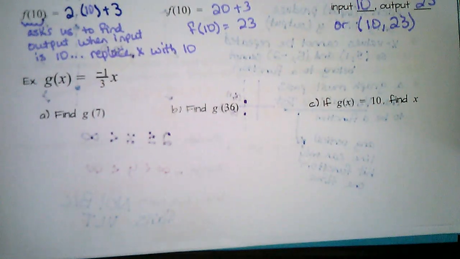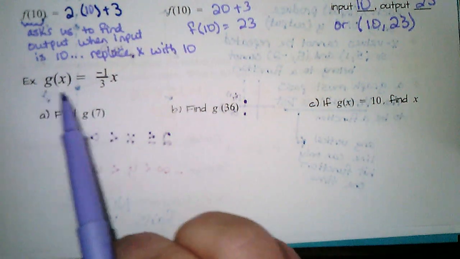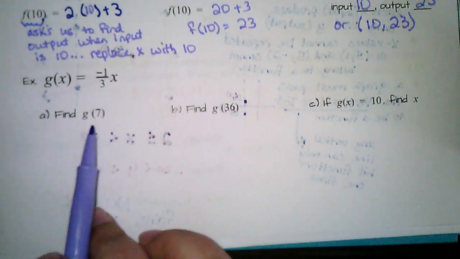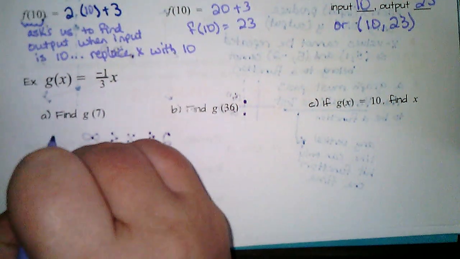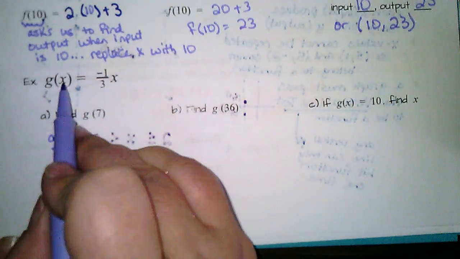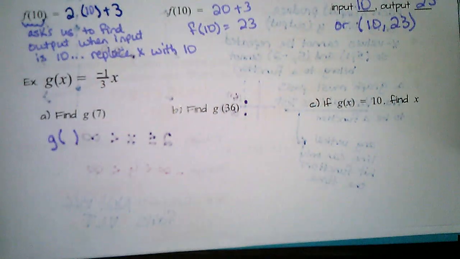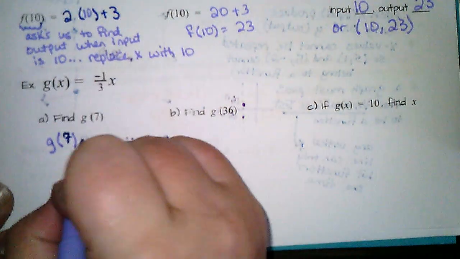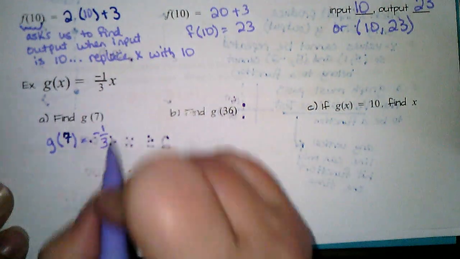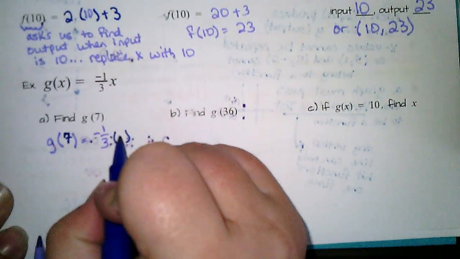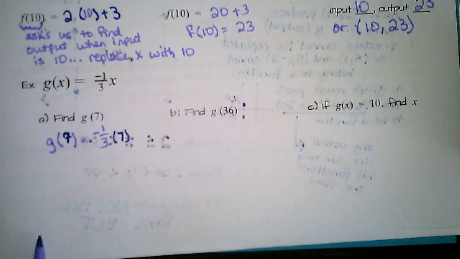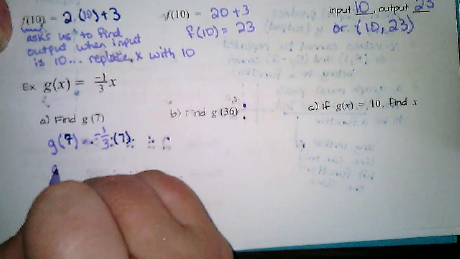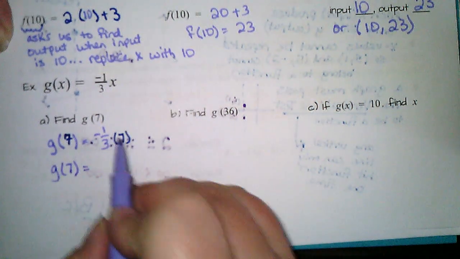Okay, so let's do some of these. And yes, I know there's fractions. You can do it. I believe in you. g of x equals negative 1/3 times x. So this first one says find g of 7. So I have g parentheses, and instead of x, I'm going to put a 7. And then I have negative 1/3 times 7. Okay, so my input or my domain is 7.